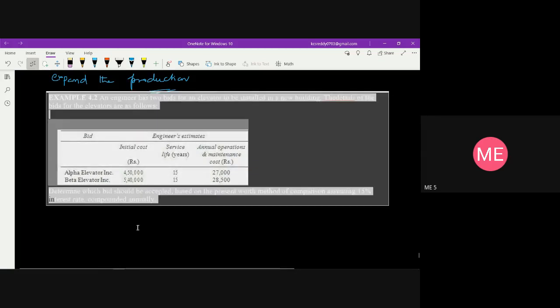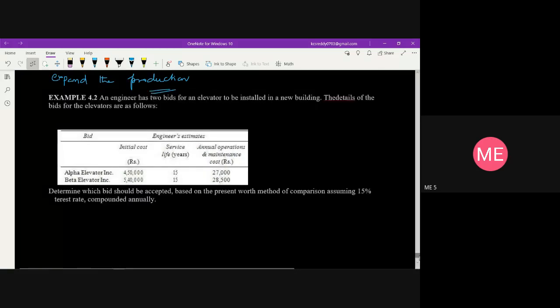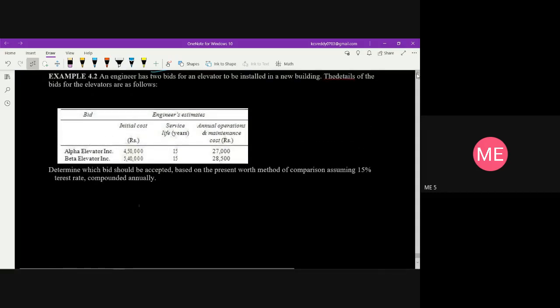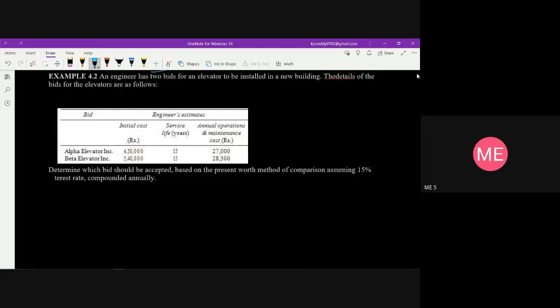So if you look at this now, a person is going to invest in buying an elevator from the 2 bids.